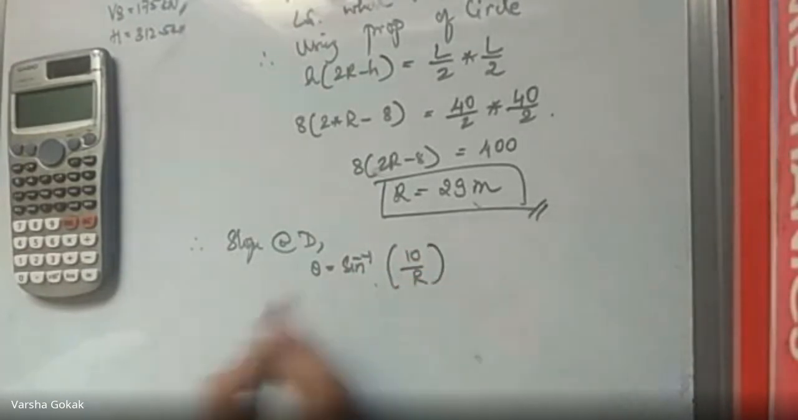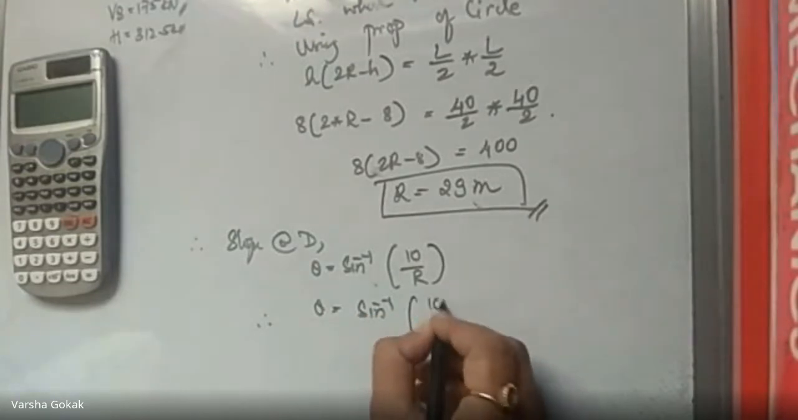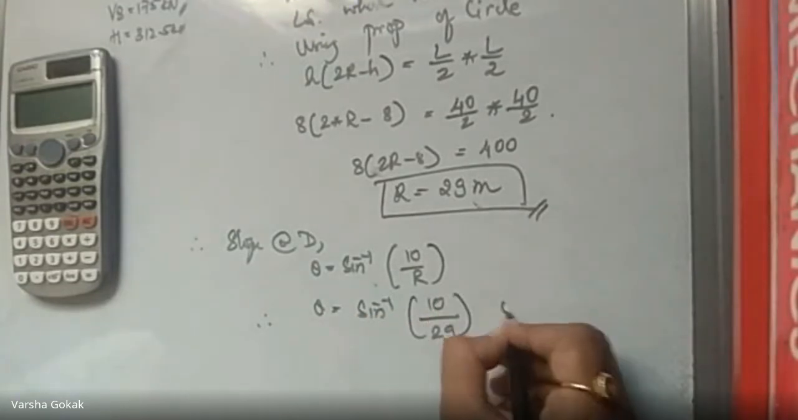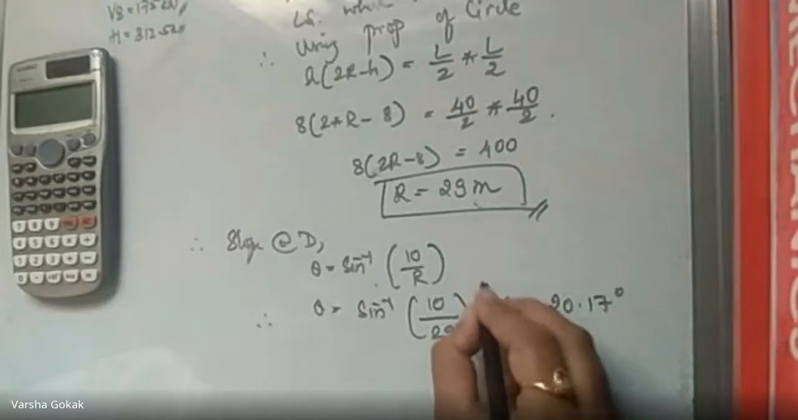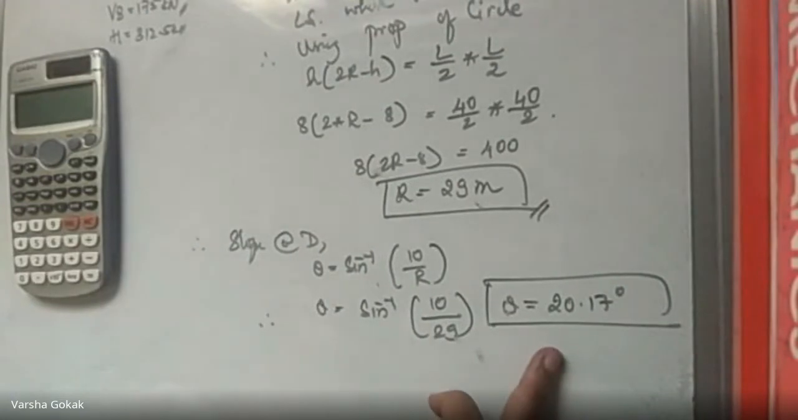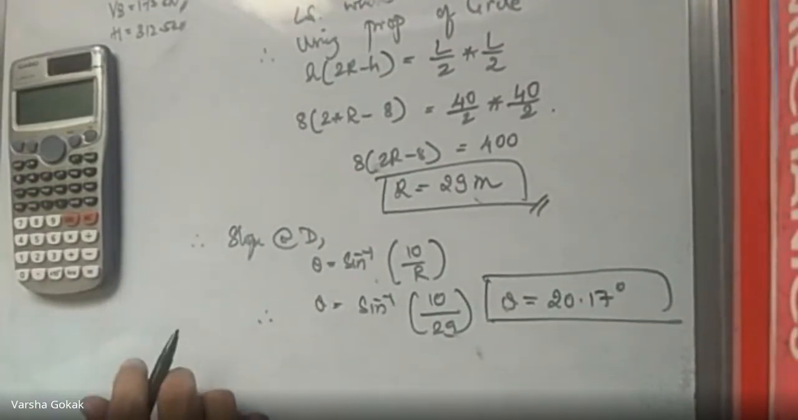So here let us substitute now. Therefore, what is theta? Sine inverse of 10 divided by r is 29. What is the value of theta, please? 20.17. 20.17 degree. So this is the slope at that point D, that is 20.17. Once you get this, then your work is simple.